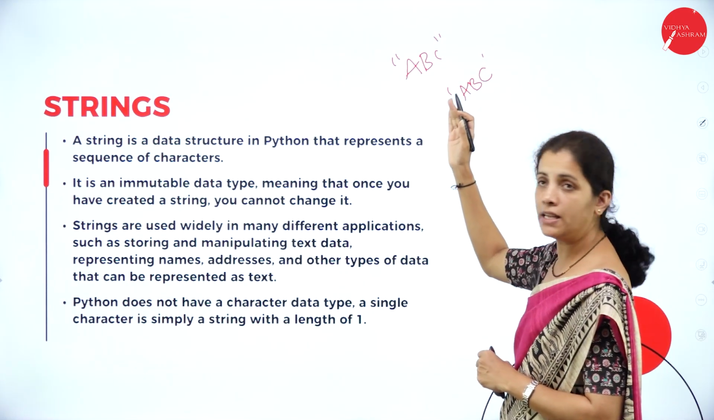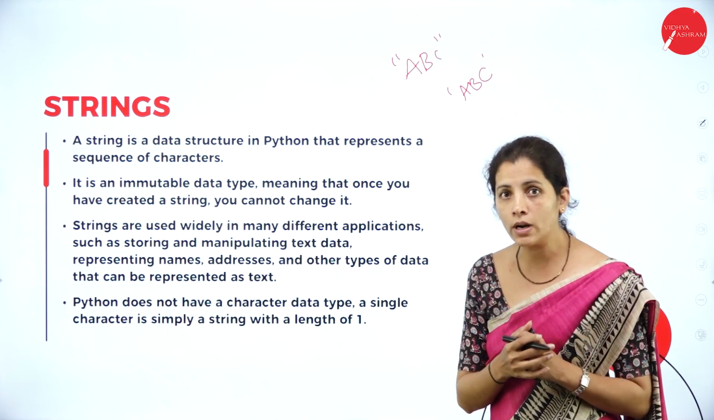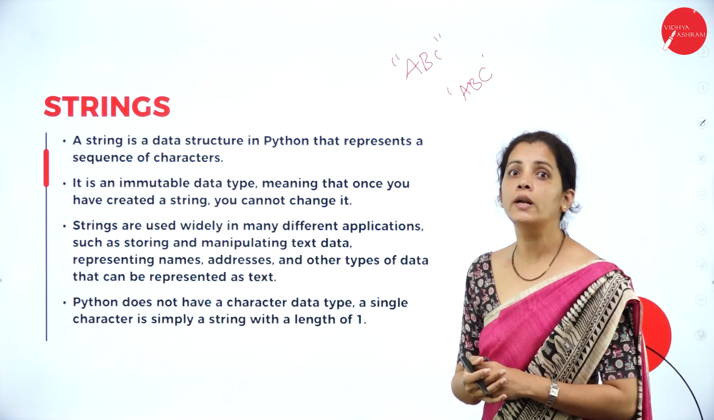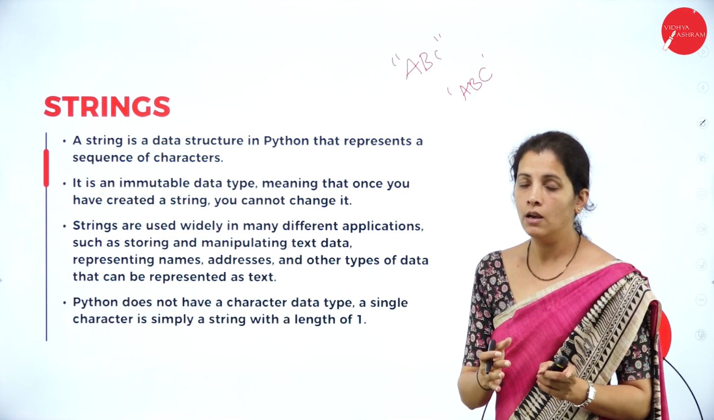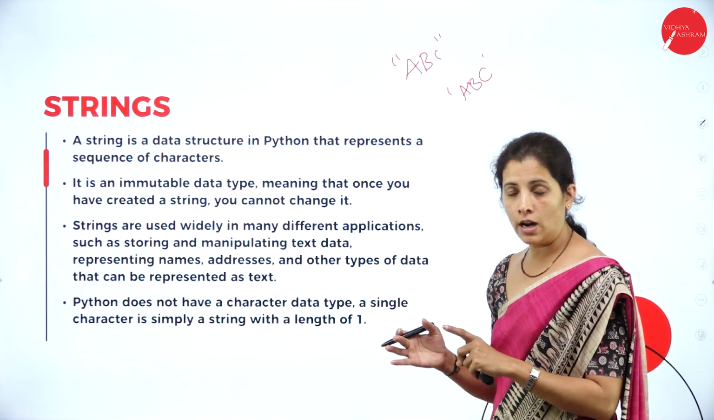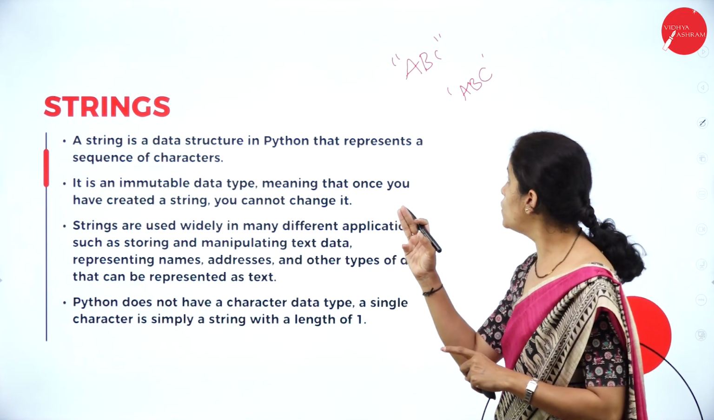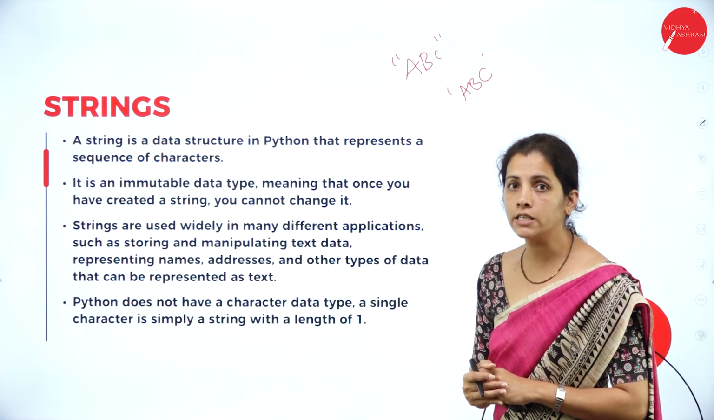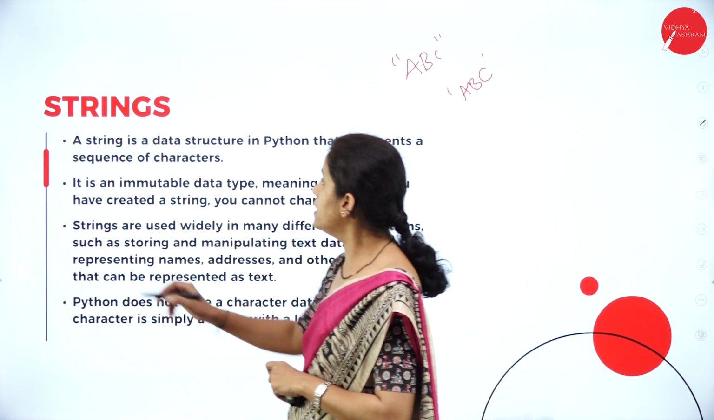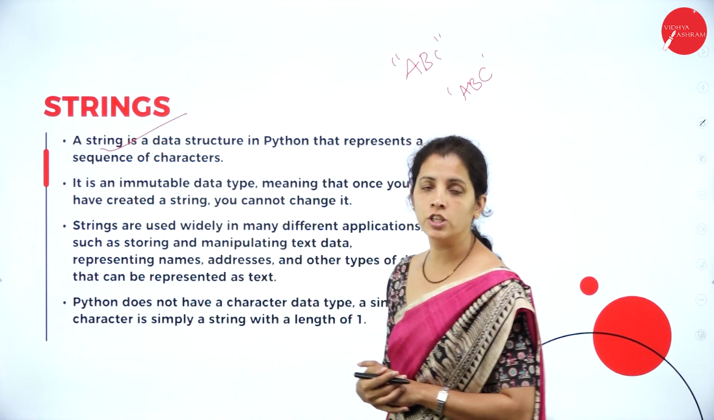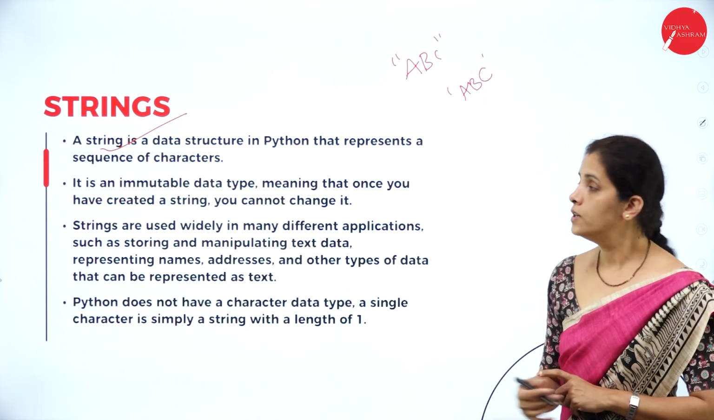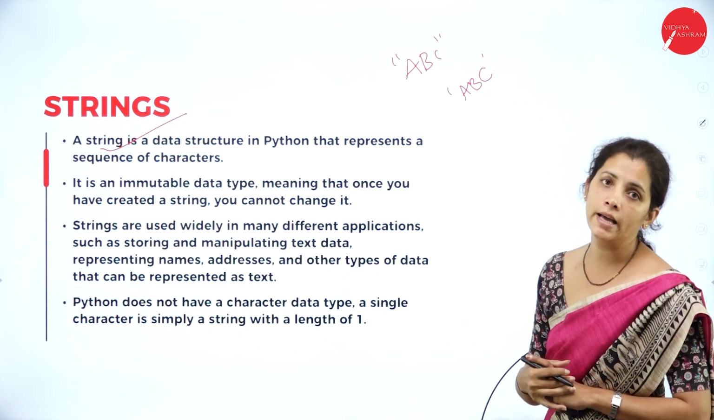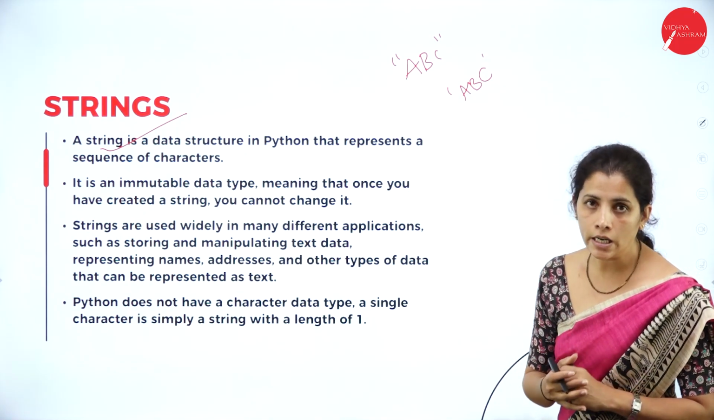Now, see the difference here. If I consider other programming languages, I'm going to use single quote to represent character. But in Python, I can use double quote as well as single quote to represent the string. So here, string is a data structure in Python. If I consider the type of the data, string is also an example for data type.